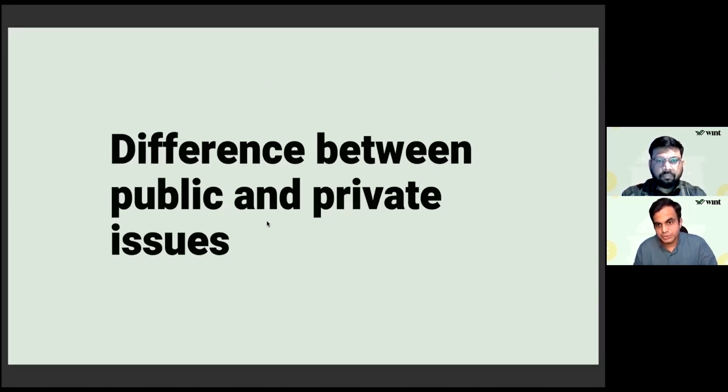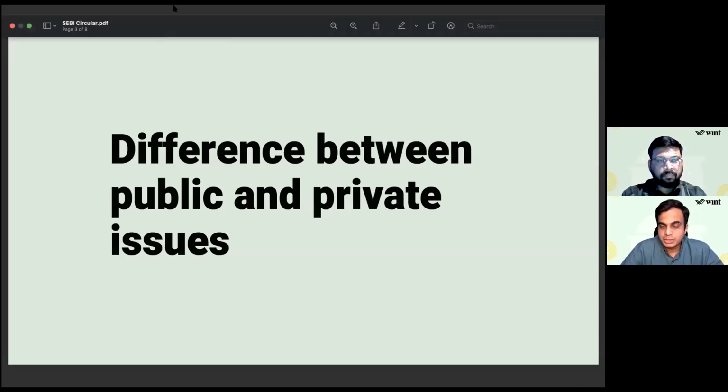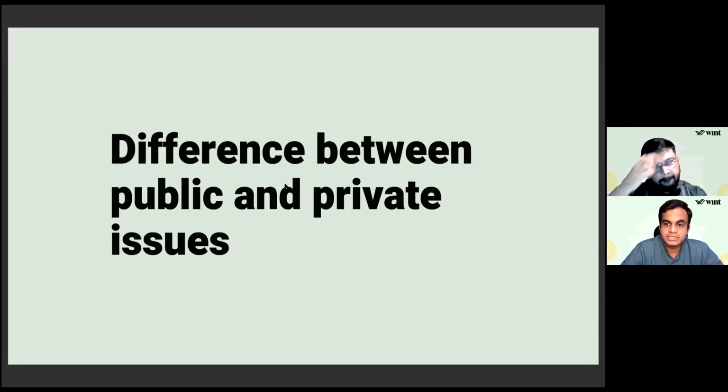In a private issue, Wint first subscribes. So if the issue size is 20 crore, then Wint itself pays 20 crore to the issuer, in this case an NBFC, and the bonds are first created, and then these bonds are listed, and then we downsell it to retail investors. In a public issue, let's say the issue is of 20 crore, retail investors can directly apply in the primary. So this is more like an IPO of debt, right? It's like a debt IPO. That is the core difference.